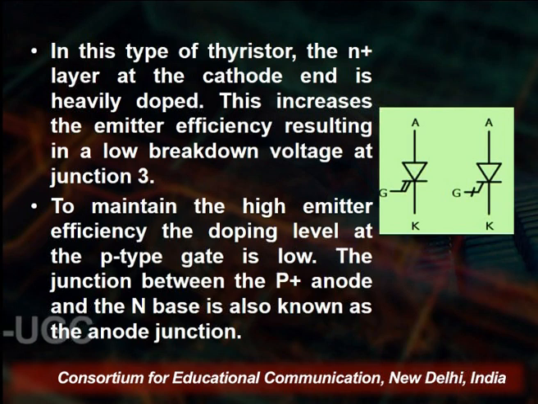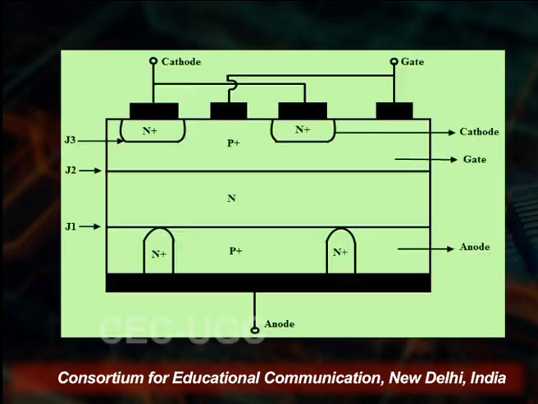Now, to maintain the high emitter efficiency, the doping level at the P type gate is low. The junction between the P plus anode and the N base is also known as the anode junction. You see in the diagram here, this is one type of the GTO junction, and here it is PN.